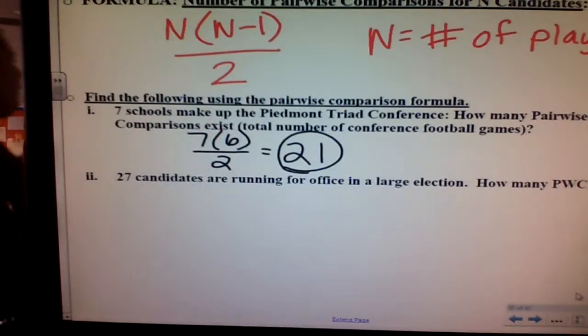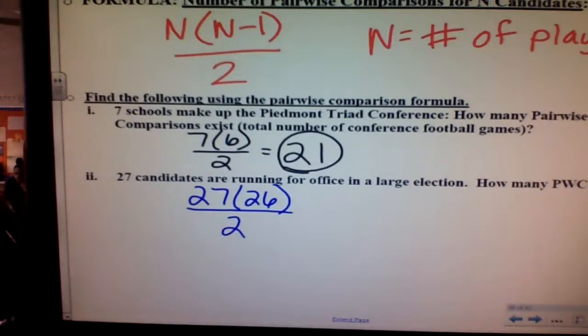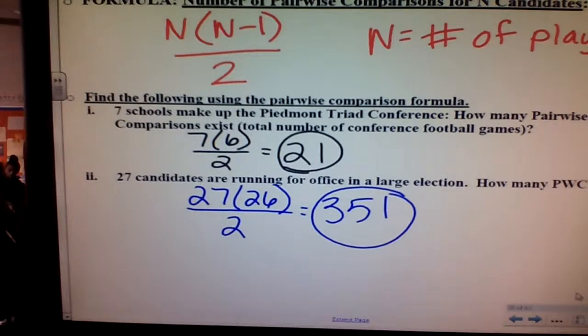Okay, what if I have 27 candidates? How many pairwise comparisons would I need to do? 27 times 26 divided by 2. And what does that give me? 351. That should be a bonus question. I want you to do 351 comparisons. No, you're not gonna do that. Look at me, kid, you think I'm even attempting that? You nuts. Okay.